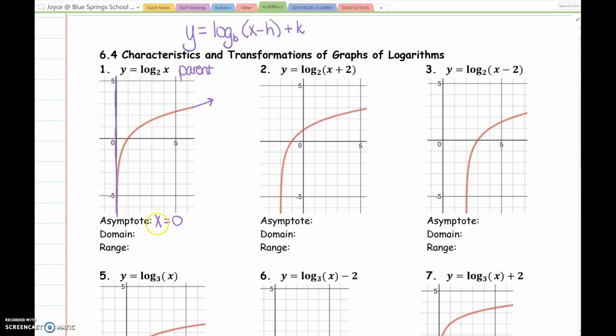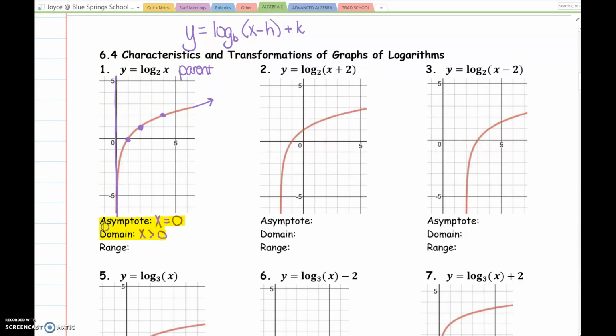Because there is a vertical asymptote, there's x values here. Here's an x value of 1. Here's an x value of 2. Here's an x value of 4. Are there any x values to the left side of that asymptote? So all of our x values are bigger than 0. Your domain is x is greater than 0. Your asymptote and your domain are linked together.